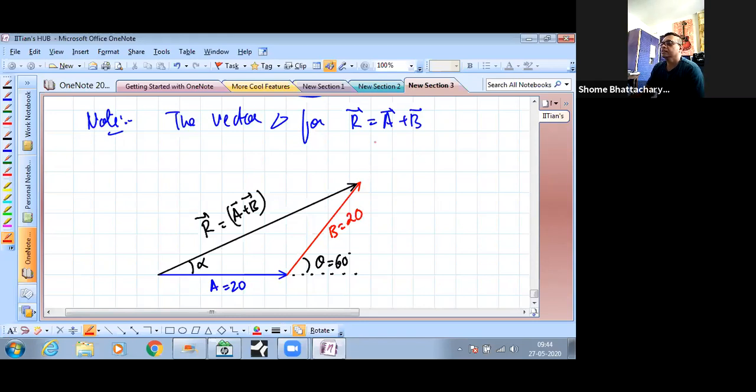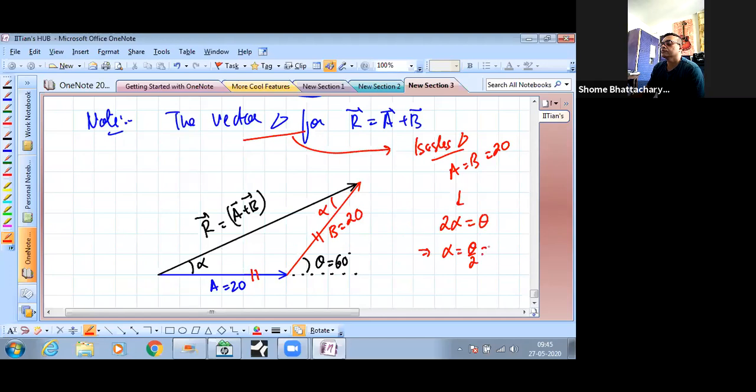So you can see that this particular triangle is an isosceles triangle, where magnitude of A is equal to magnitude of B equal to 20. So this side is equal to this side. So automatically what happens? This angle becomes equal to this angle. Okay. And then we have the thing that sum of interior opposite angles is equal to exterior angle. So we would have had this. See, this is justifying this.